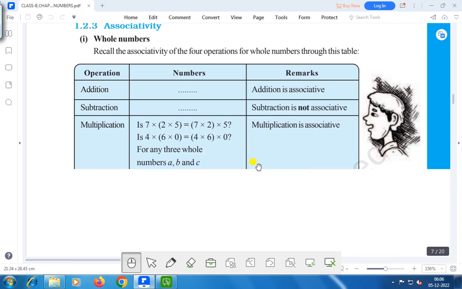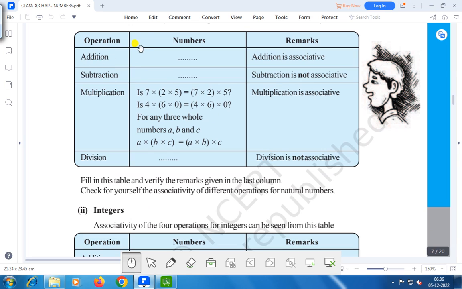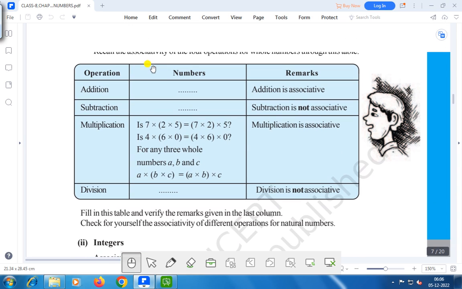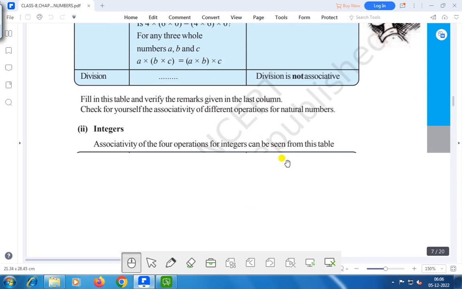Now associativity. Let us take the example of associativity. Addition is associative for whole numbers. Subtraction is not associative for whole numbers, right? Multiplication is associative for whole numbers. Division is not associative for whole numbers, right?